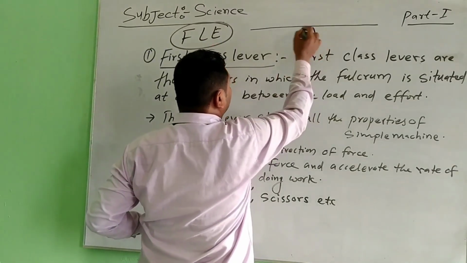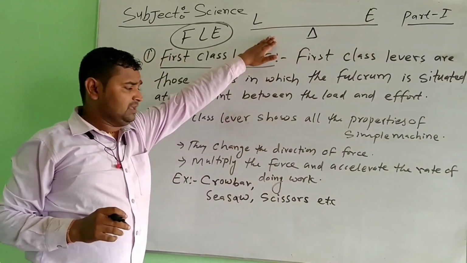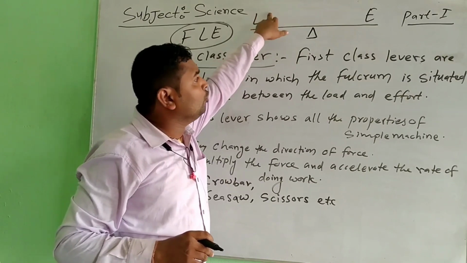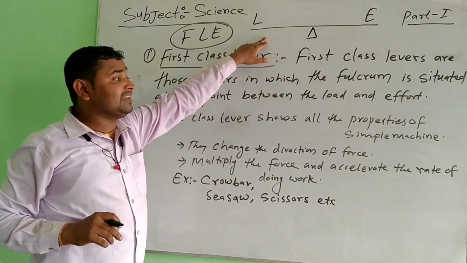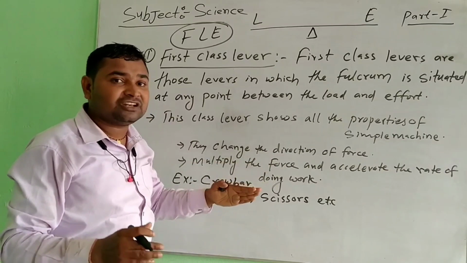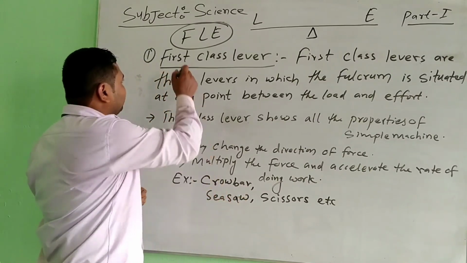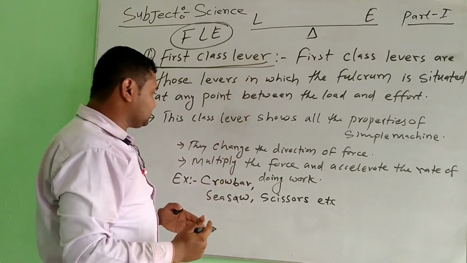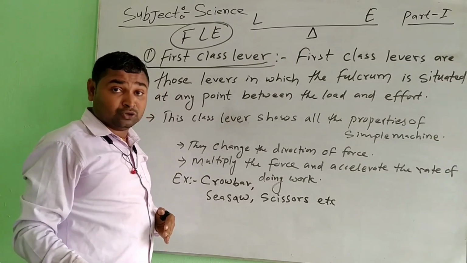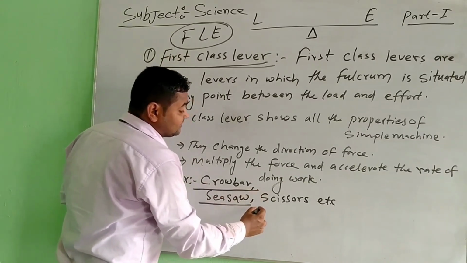So the fulcrum lies at any point between load and what? Effort. That is the best example of the first class lever. This first class lever shows all the properties of a simple machine. It means they change the direction of force, they multiply the force and accelerate the rate of doing work. In which class lever? In the first class lever, like a crowbar, seesaw, scissors.